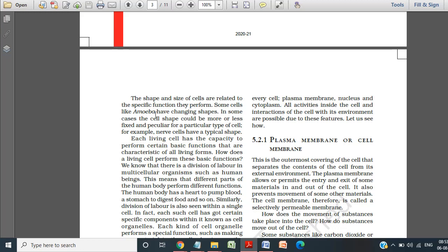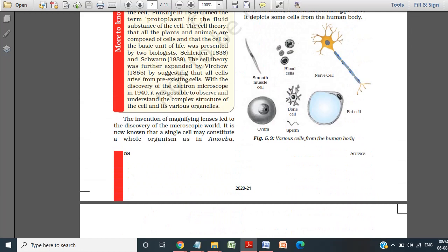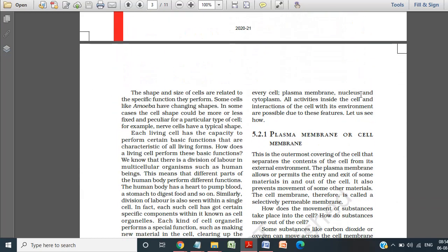Some cells like amoeba have changing shapes. Amoeba, I told you earlier, is a unicellular organism, so it has only one cell, and it keeps on changing its shape. In some cases, the cell shape could be more or less fixed and peculiar for a particular type of cell. For example, nerve cells have a typical shape. Like a nerve cell, you can look in the picture, has a very different shape. It is due to the type of functions it performs.